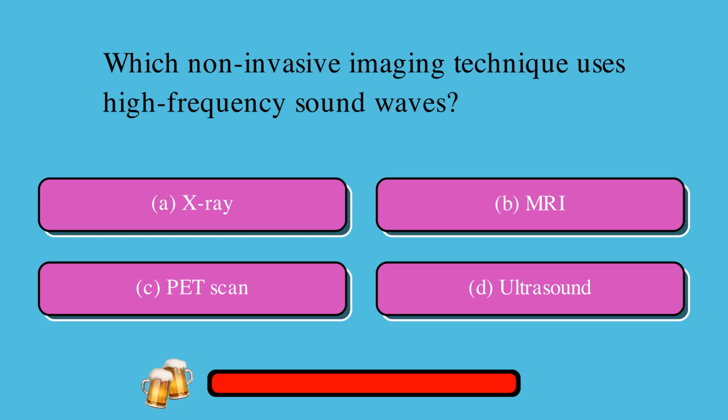Which non-invasive imaging technique uses high-frequency sound waves? A. X-ray, or B. MRI, or C. PET scan, or D. Ultrasound? The correct answer is D. Ultrasound.